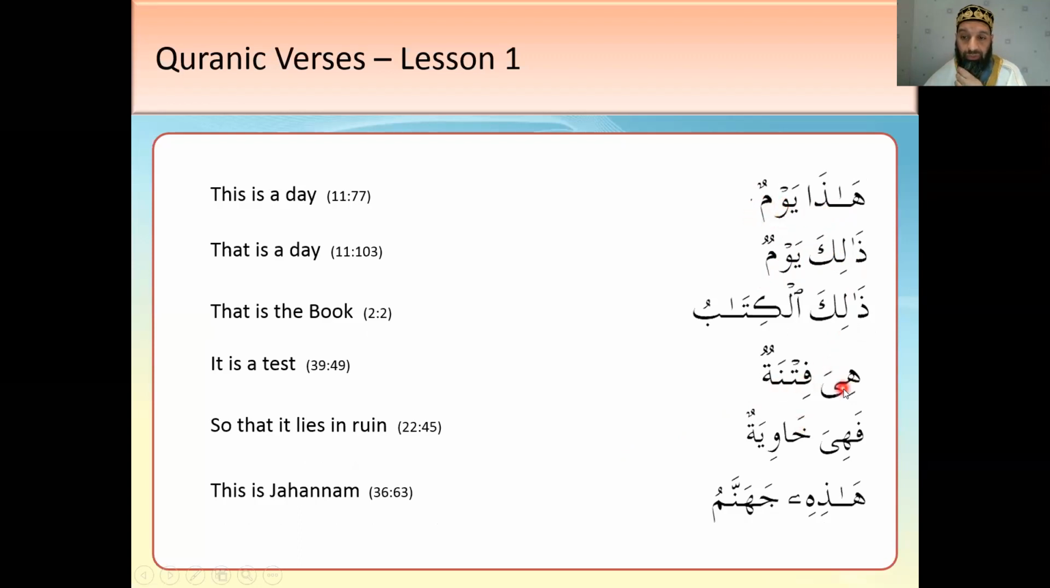Hiya fitnatun, it is a test. It's hiya because fitnatun is a girl word. Why? Because it's feminine, because of the dhamma and the ta marbuta at the end. So I'm not going to go through these verses.